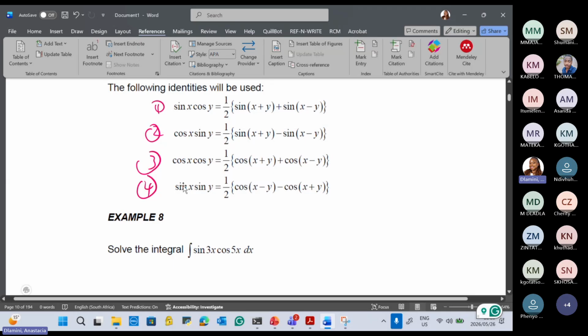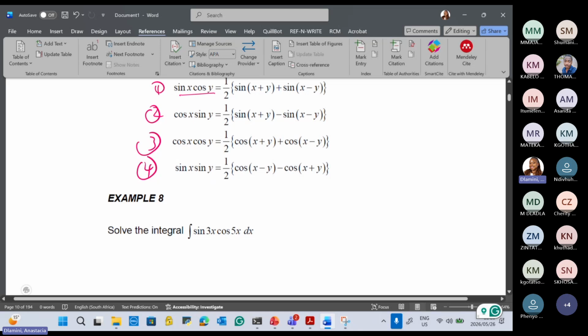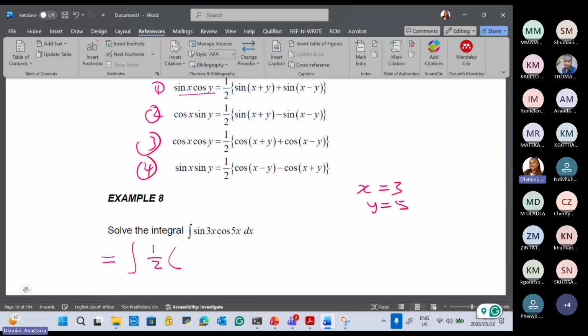Which one are we using? Oh, number 1. Thank you. Why number 1? Do you see that? Because it's sine x cos y. So then this is equals to the integral of 1 over 2. What is x? X is equals to 3. Y is equals to 5. Do you see that? Yes. So then the answer is sine of 3 plus 5 plus sine of 3 minus 5.